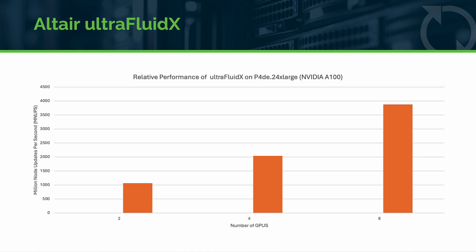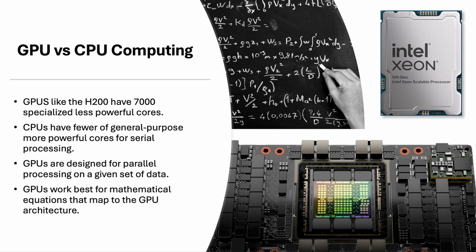And Altair UltraFluidX, another native GPU solver, is able to scale beautifully on large models on 2, 4, 8 GPUs. Now, GPU computing is not new. It's been around for a while, but what's different is that now the GPUs are running all natively on the GPU, which we'll talk about in a minute.